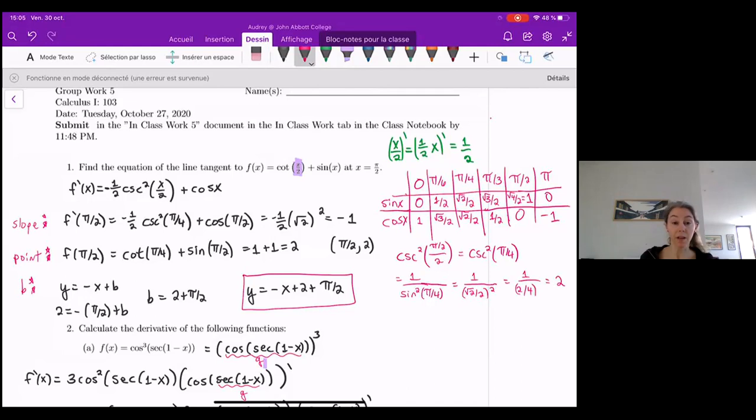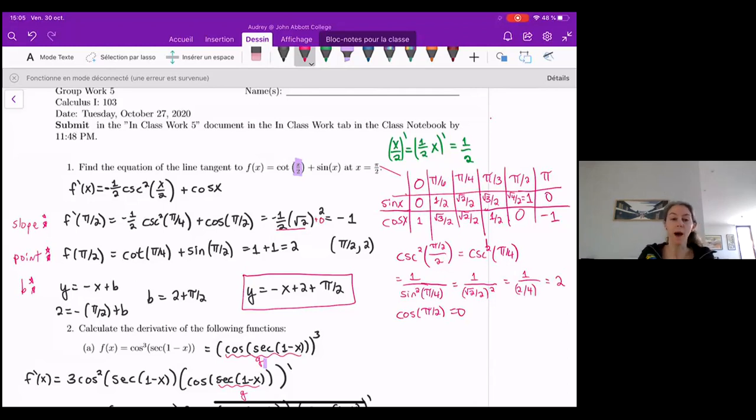So when I plugged in, notice the way I did it was I saw that that was equal to root 2, but this also works. So it's just -1/2 times 2, same thing that we have right here, -1/2 times 2, and that gives me a -1. The cosine of pi over 2, if we look here, we can see is just 0. And so technically it's like I have a +0 in there. So then my slope is -1.